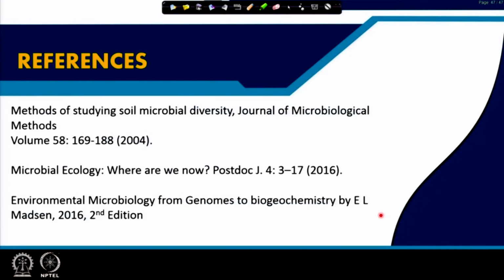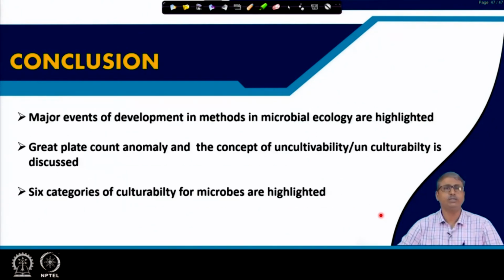For this part of the lecture, the following references can be used. And in conclusion, some of the major events of development in methods in microbial ecology are highlighted. We have discussed the great plate count anomaly, the concept of unculturability, and the different kinds of culturability, the 6 different types of microorganisms encountered in any kind of environmental sample.